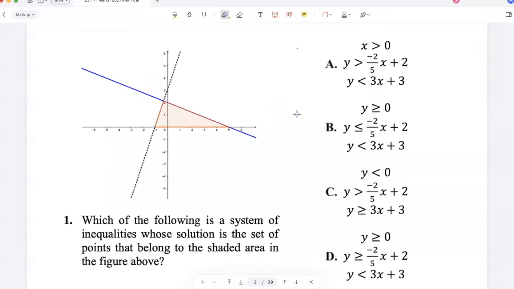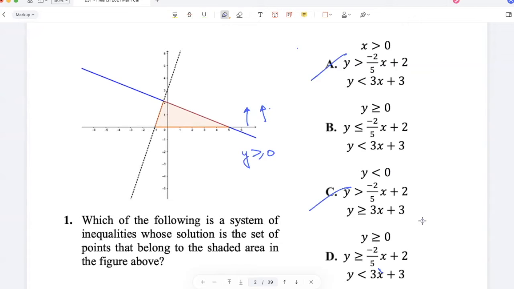Which of the following is a system of inequalities whose solution is the set of points that belongs to the shaded area in the figure above? Okay, so we have this triangle that we have to define. We can see that it's entirely above the x-axis, so y should be greater than or equal to 0. So option A is out and option C is out, right?